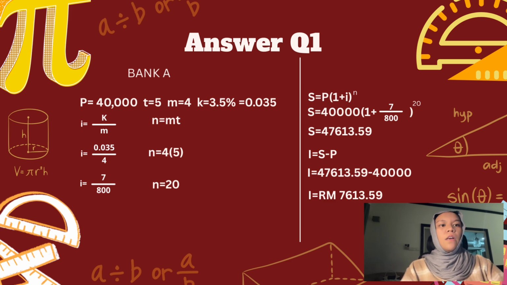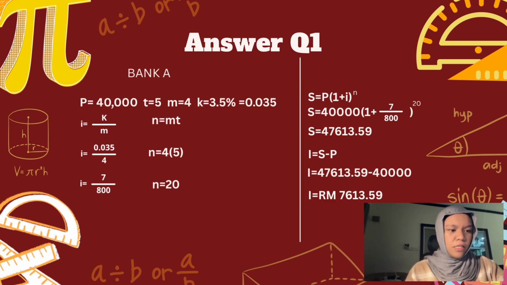The first step is to write the formula, which is S equal to P open bracket 1 plus I close bracket power N. Second step is to fill the value we have inside the formula. So it will be S equal to 40,000 open bracket 1 plus 7 over 800 close bracket power 20. And the answer will be S equal to 47,613 and 59 cents.